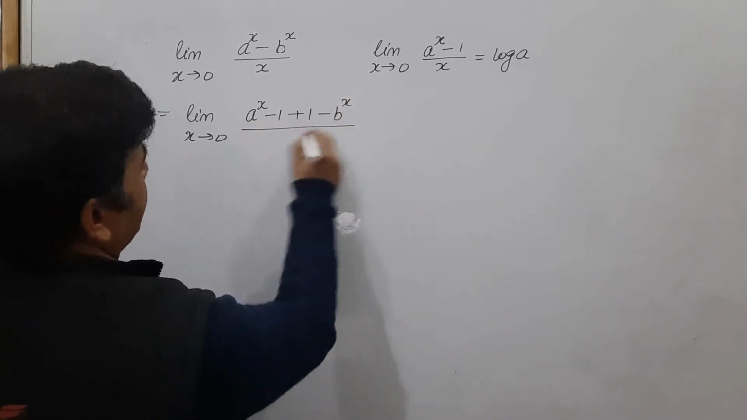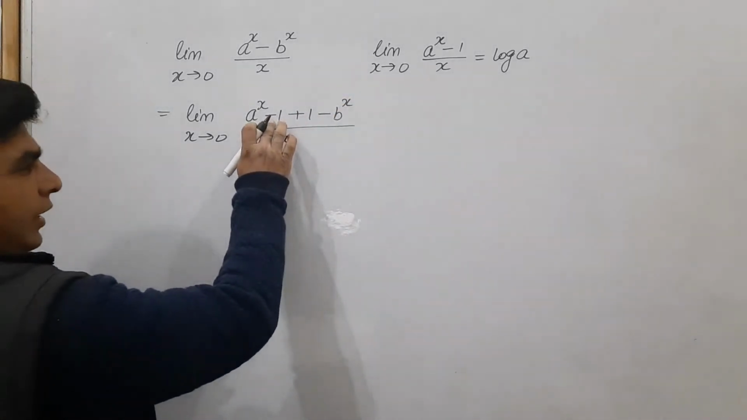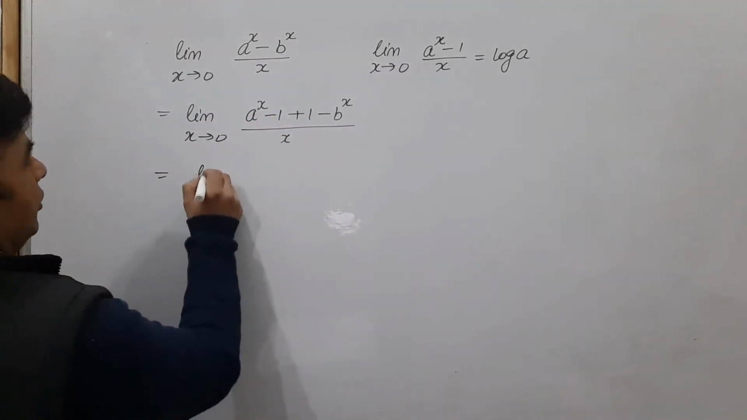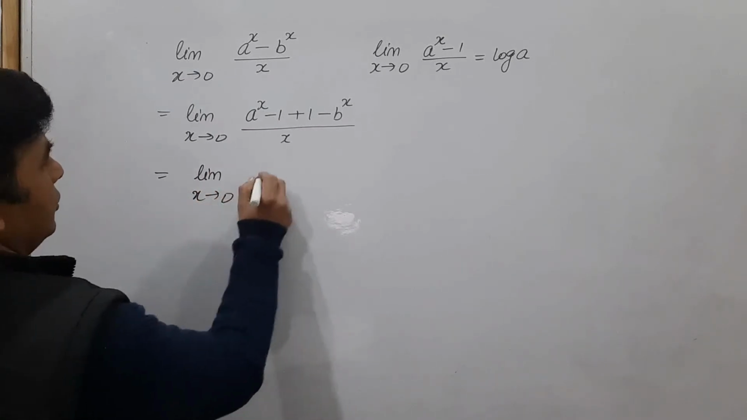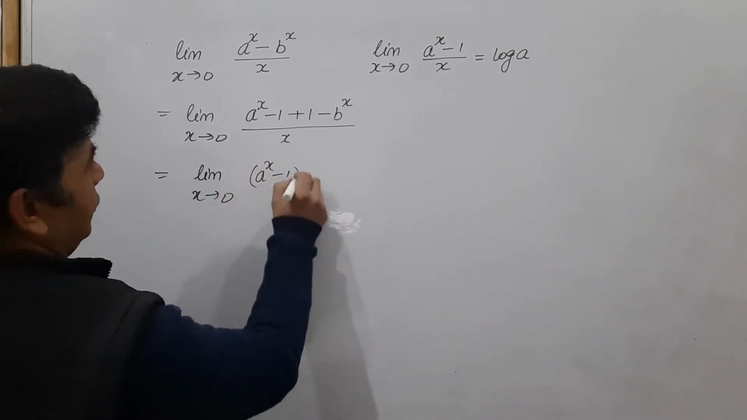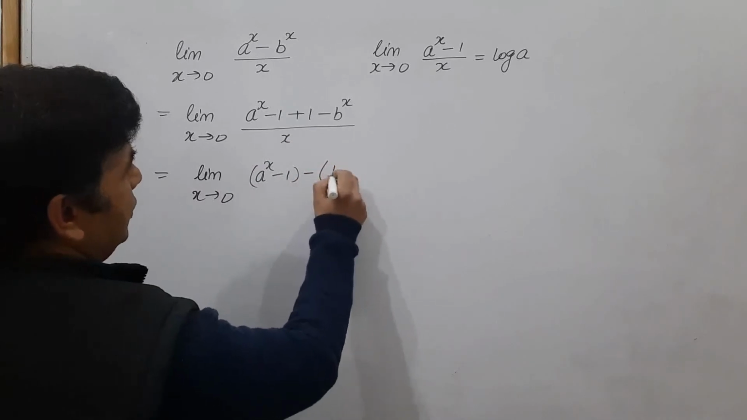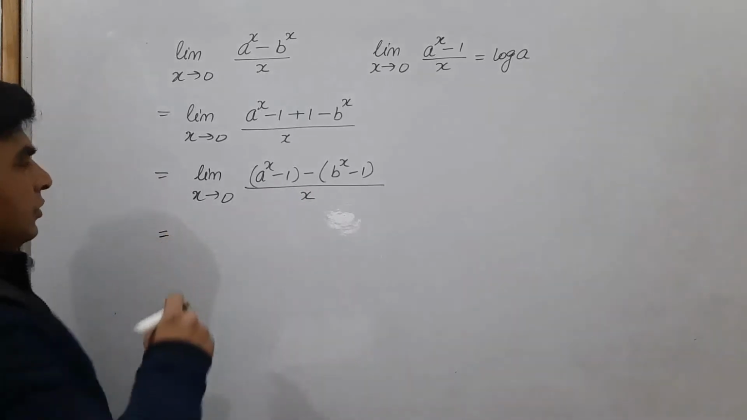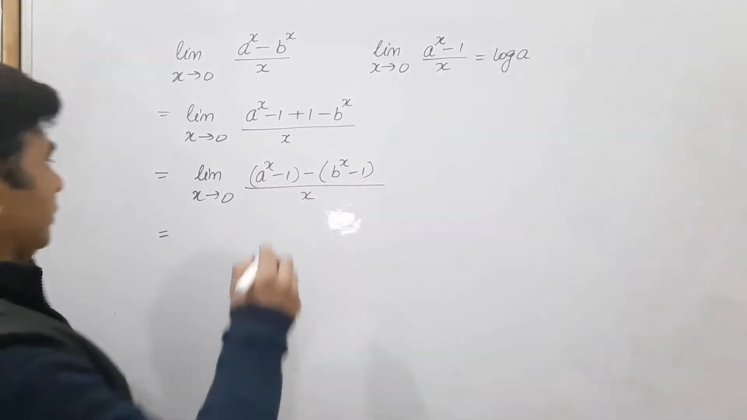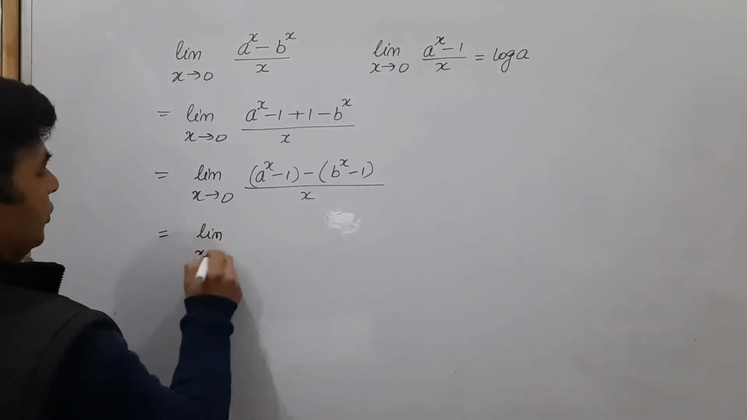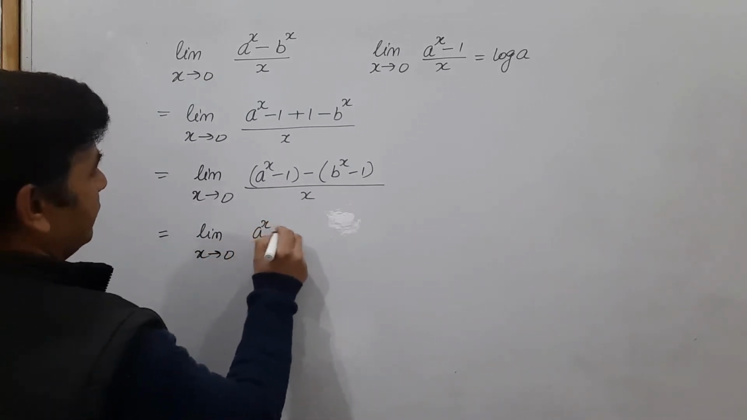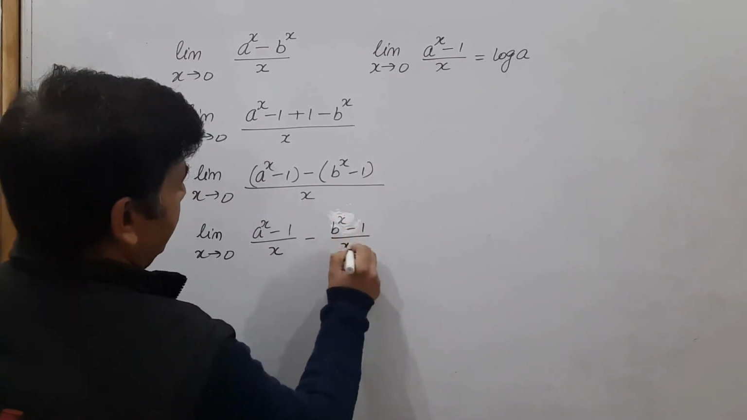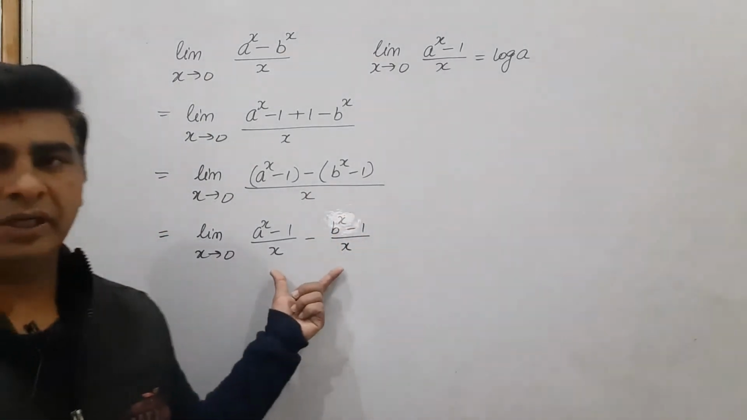We can do like this also, because just minus 1 and plus 1, we can add and subtract the same thing, and this can be written as limit x tends to 0, a to the power x minus 1. You can take minus common from this side, b to the power x minus 1 upon x. Now separate the terms. This will be limit x approaches to 0, a to the power x minus 1 upon x minus b to the power x minus 1 upon x. Now we have two questions in the same question.